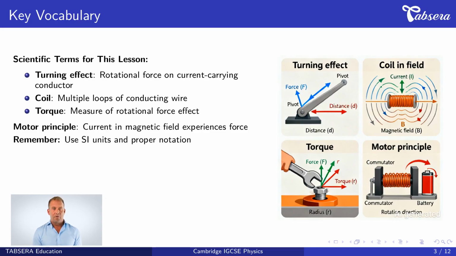Now let's define our key vocabulary. Each term is essential for understanding this lesson. First, turning effect, which means the rotational force experienced by a current-carrying conductor in a magnetic field. Second, coil, which means multiple loops of conducting wire wound together to form a circuit component. Third, torque, pronounced torque, which means the measure of how much rotational force is applied to an object. The motor principle states that a current-carrying conductor in a magnetic field experiences a force. Understanding these terms precisely is crucial for mastering electromagnetic concepts.